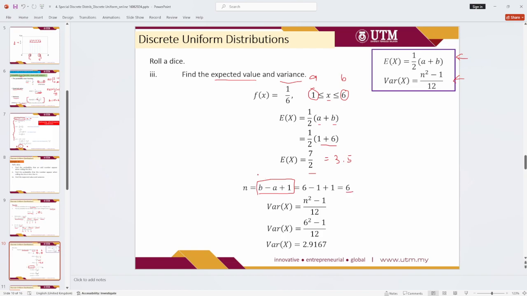Or if you want to use this formula, b minus a plus 1, you can use 6 minus 1 plus 1, which equals 6. So our n is equal to 6, so we can just plug that into our formula here. So 6 squared minus 1 over 12, we get 2.9167. So that is our variance.